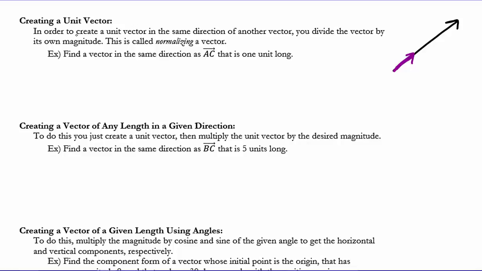But in order to create a unit vector in the same direction as another vector, you just divide the vector by its own magnitude. This is called normalizing a vector.